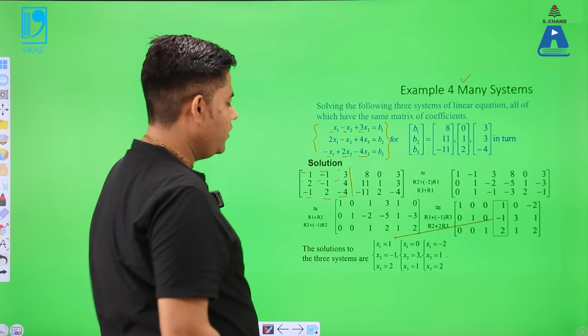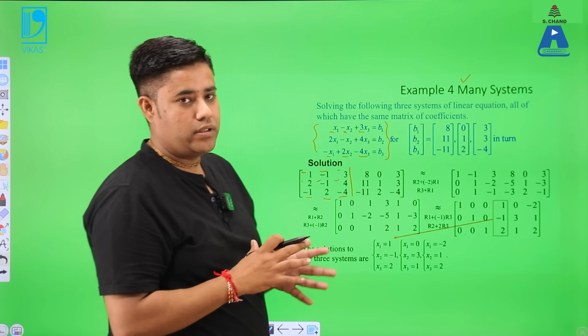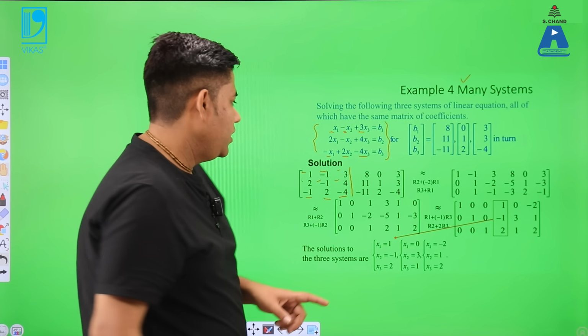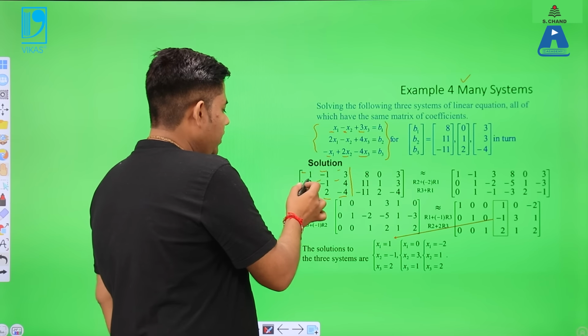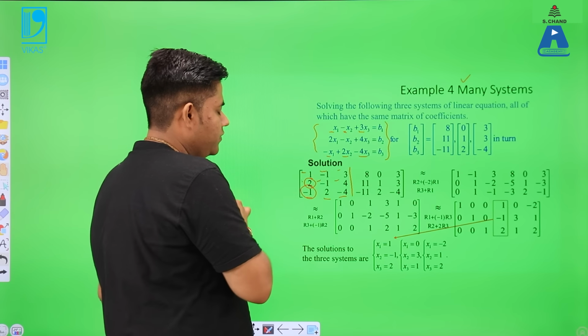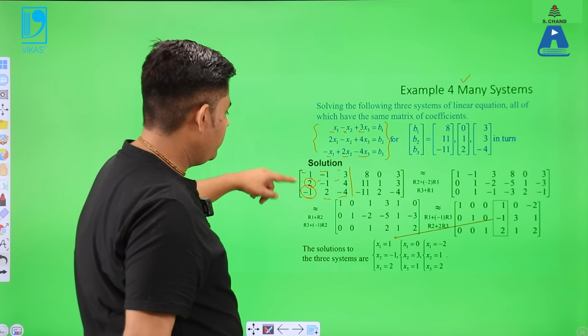Now what is to be done? Our aim is to convert this initial matrix into an identity matrix. So we'll be doing that by a set of row operations. So we have 2 here and we have minus 1 here. So what row operation will we apply?